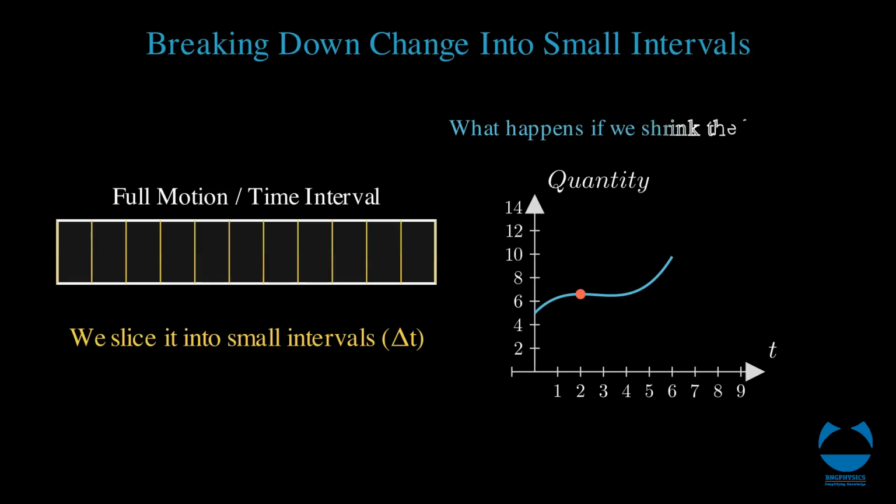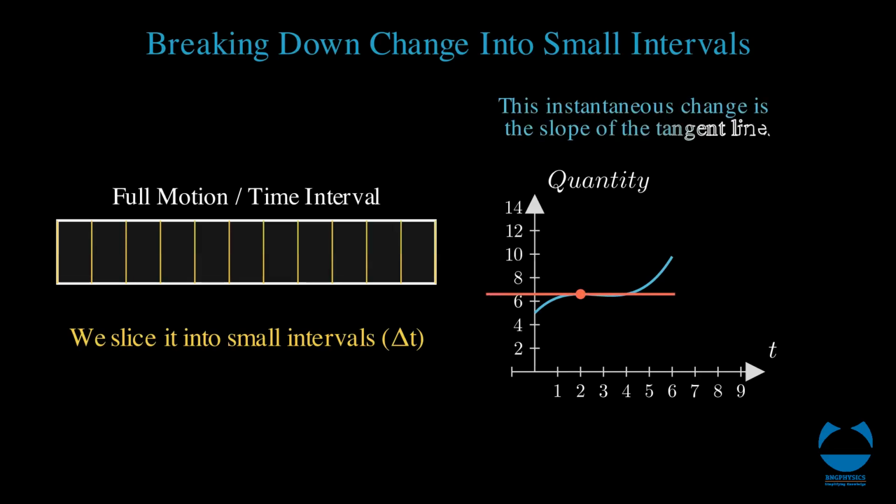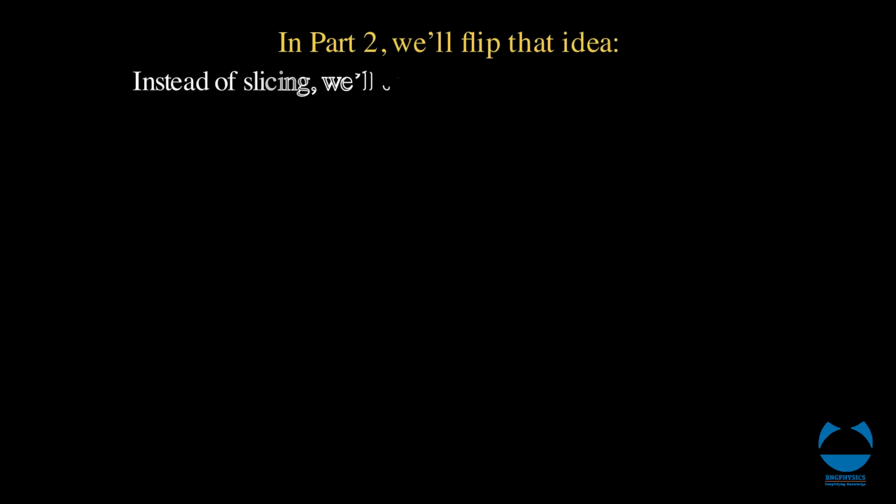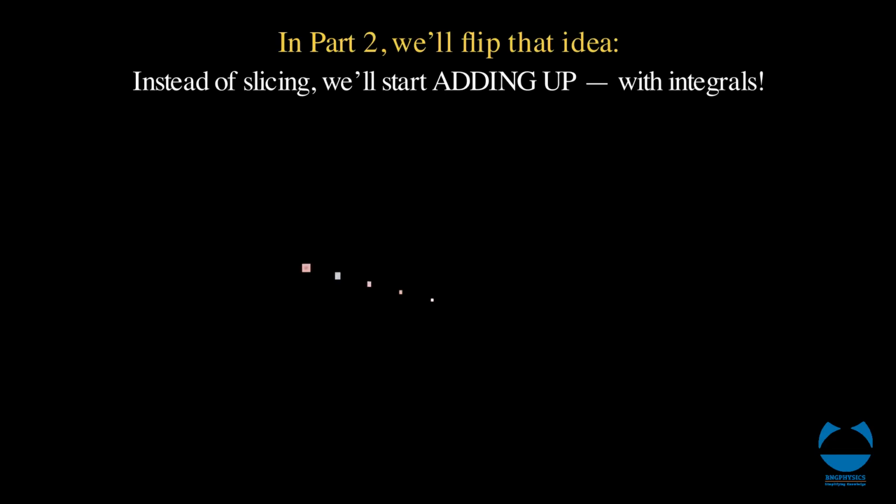Remember how we broke every motion into tiny bits to see exactly what's happening right now. That's differentiation. The first derivative gave us velocity and the second gave us acceleration. Even showing air resistance at work, differentiation is literally the math of instant change. In part 2, we will flip that idea. Instead of slicing, we will start adding up with integrals.